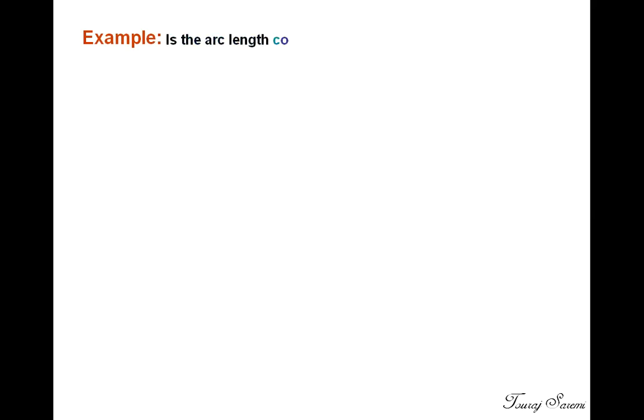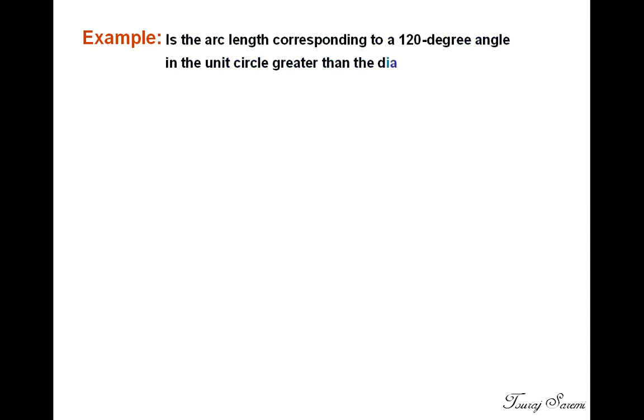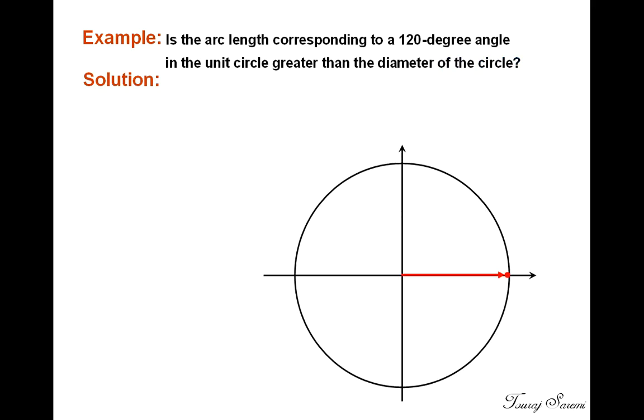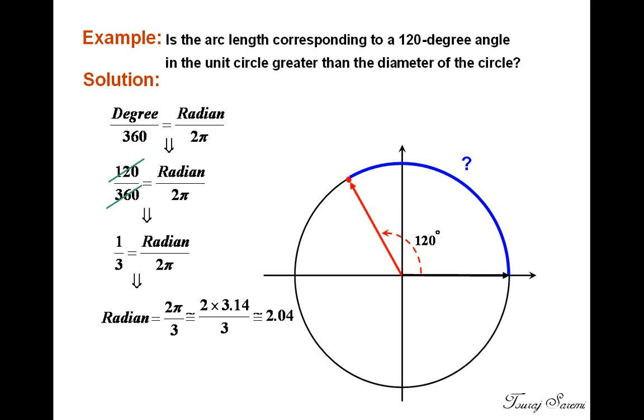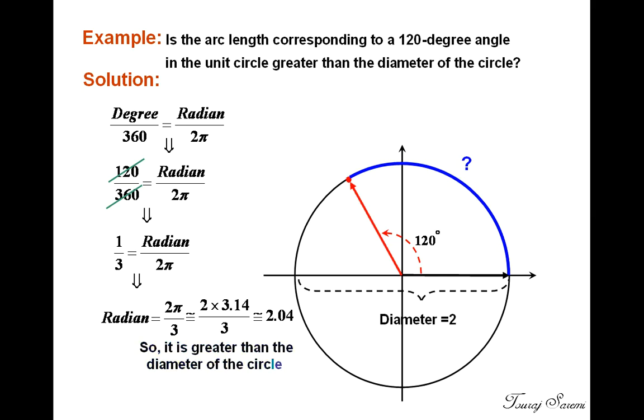Example. Is the arc length corresponding to a 120-degree angle in the unit circle greater than the diameter of the circle? Solution. First, we convert the degree to radians. The angle in radians is equal to, and its numerical value is equal to, diameter equals 2, so it is greater than the diameter of the circle.